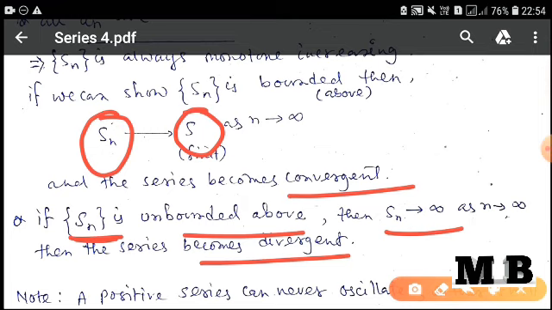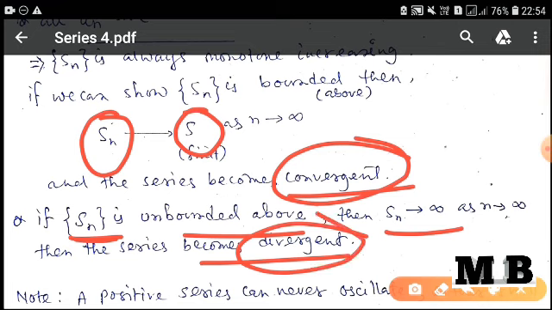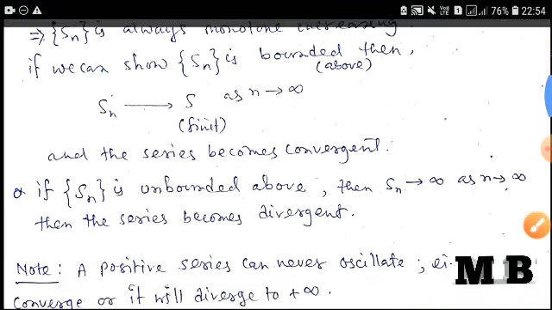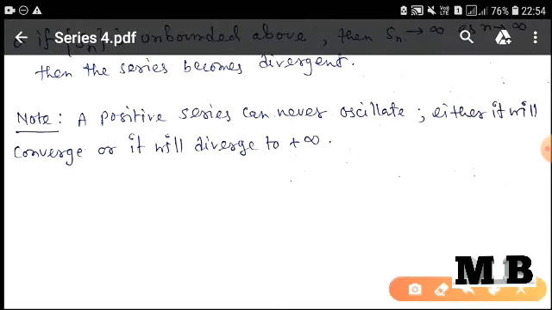So these two are very basic criteria. Using S_n, we can immediately claim whether the given series is convergent or divergent. Now we have plenty of examples. You can go to any textbook and verify these two results. Now we have a very important note regarding this topic, namely positive term series.